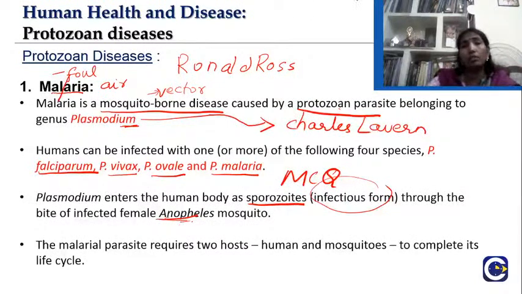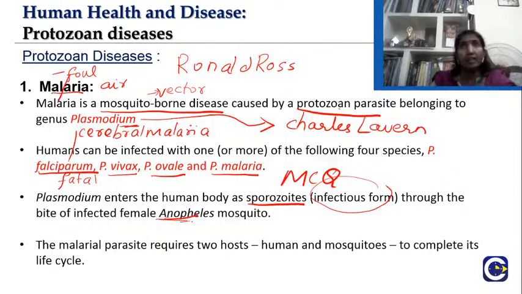Now let me tell you about falciparum. When a person is infected with falciparum, it can become fatal. We call this cerebral malaria. It is distributed worldwide, and it brings about cerebral malaria. I hope you have heard about Alexander the Great. Even he died. He was conquering the world. Did anybody have the courage to stand in front of King Alexander? And he died of what? Cerebral malaria. So it is so fatal.